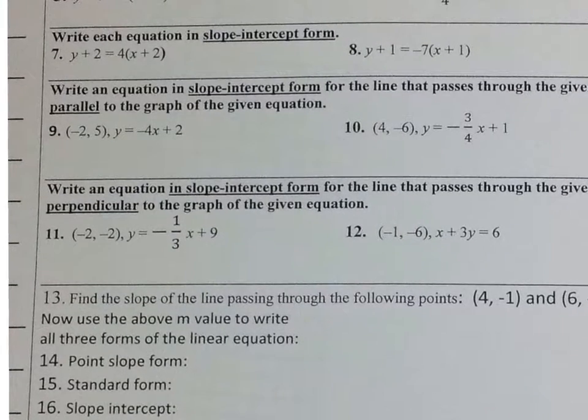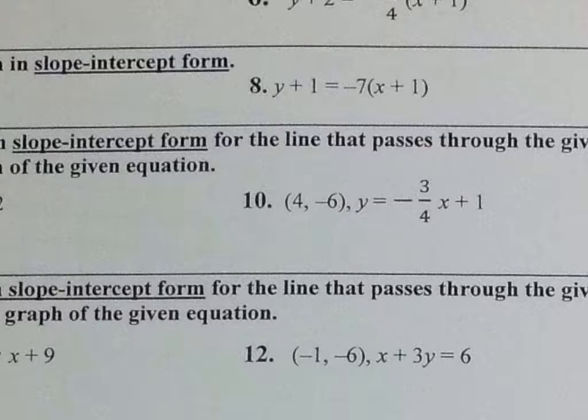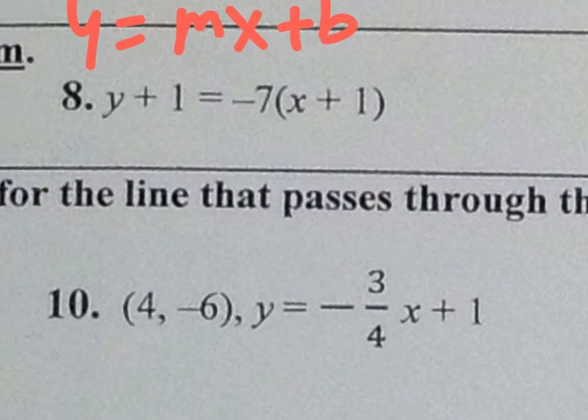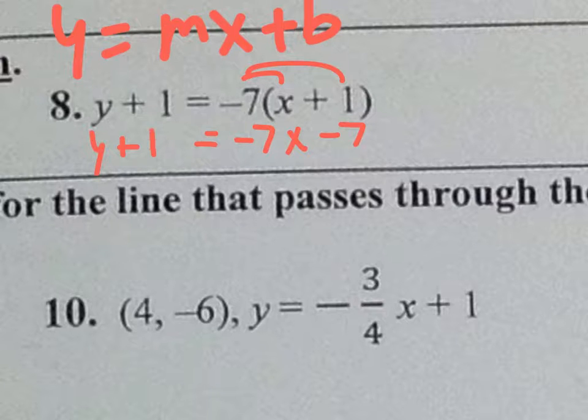Write each equation in slope-intercept form. Slope-intercept form is y equals mx plus b. Okay? So obviously it's not in slope-intercept form. It looks like it's in point-slope form. So you need to change it. Let's get rid of the parentheses by distributing. So let me get really close here. And let's distribute negative 7 times x, negative 7x. Negative 7 times 1 is negative 7. We have the equal sign, the y, the plus, the 1.